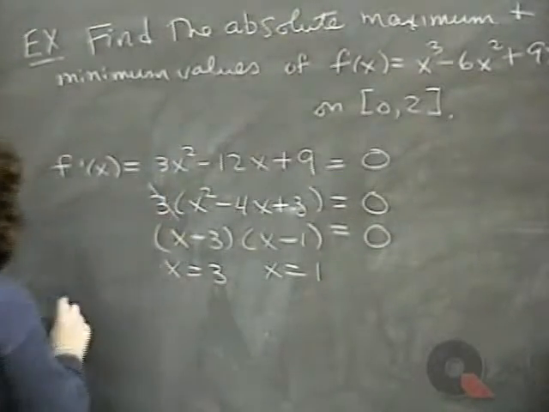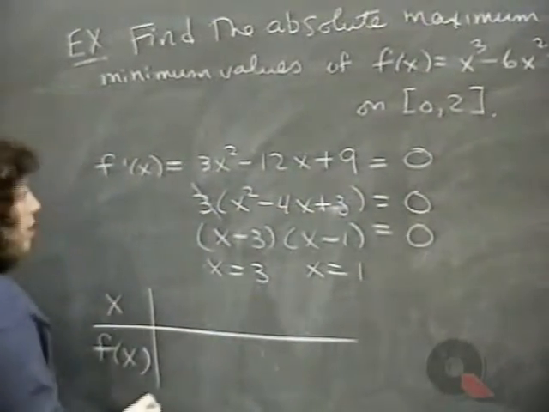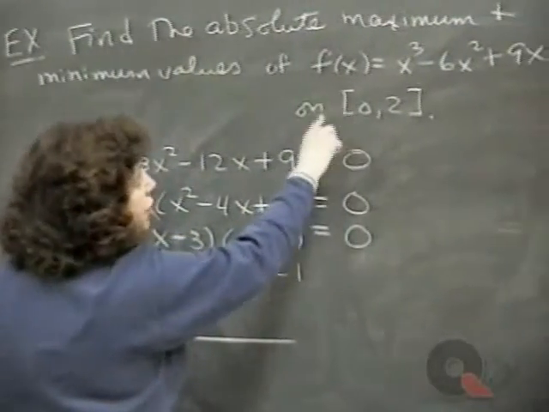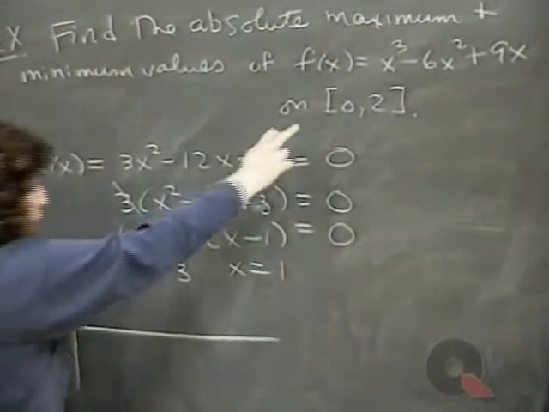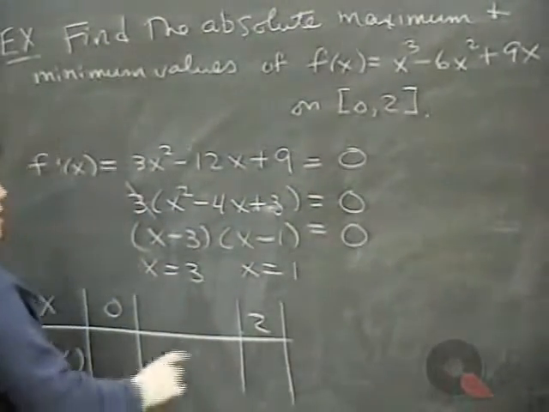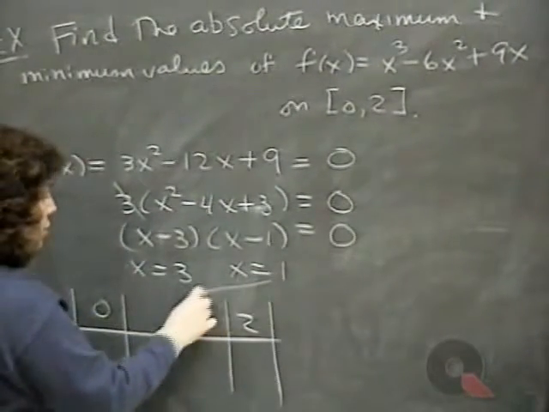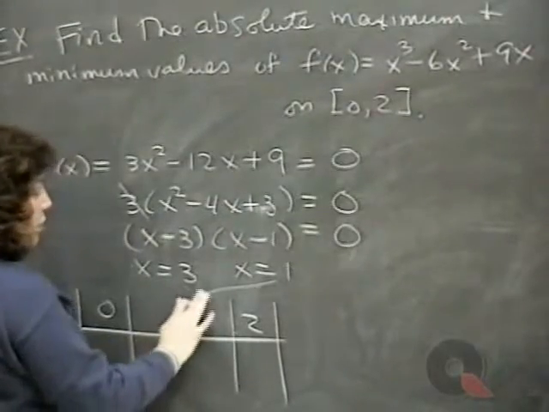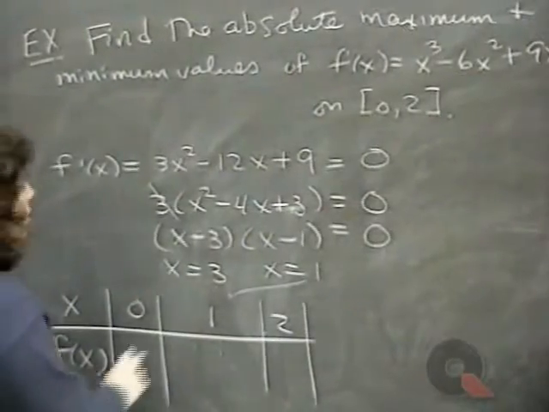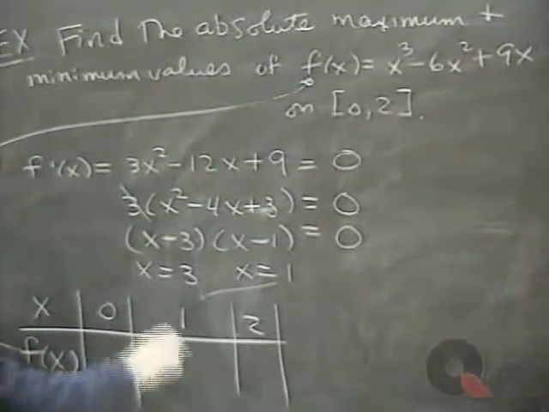Now we make ourselves a chart, x against f of x. This is a continuous function f of x on the closed interval from a to b. So we put 0 in here, 2 here, and any critical numbers that happen to fall between 0 and 2. So the only one we're going to use is the 1. We ignore the 3 because it's outside of our interval. Then we evaluate the function. We go back to the original function and evaluate it at these 3 values.